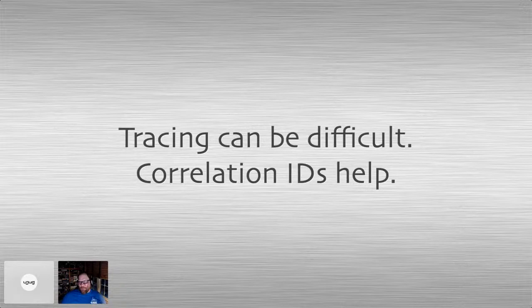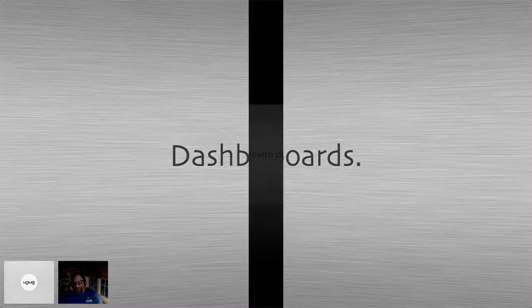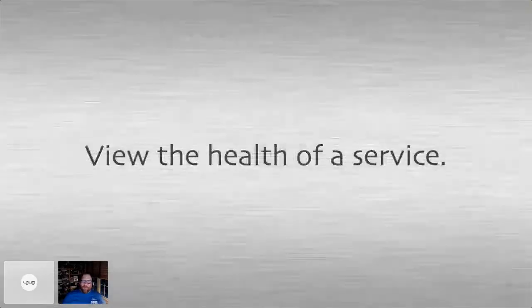Now, tracing can be a real challenge here again, as you've got calls that are bouncing around between 5, 10, 15 services. You need some way of tying that together. So correlation IDs are really helpful. You're going to have some kind of a dashboard in place to give people a view into your system so they can see how healthy it happens to be. We'll talk more about this in a minute.